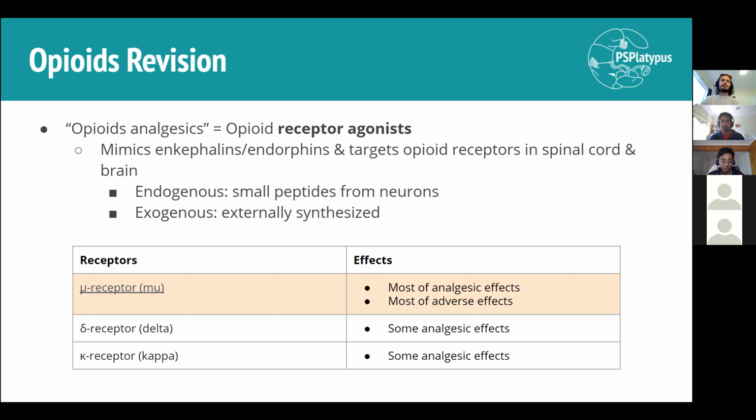When it comes to opioid receptors, there's a bunch of different types. We've got mu receptors, delta, and kappa receptors. The thing that we're most concerned with is the mu receptors, because they produce most of the analgesic effects and also most of the adverse effects, which we'll be talking about in a second. The delta and kappa only really have some analgesic effects.